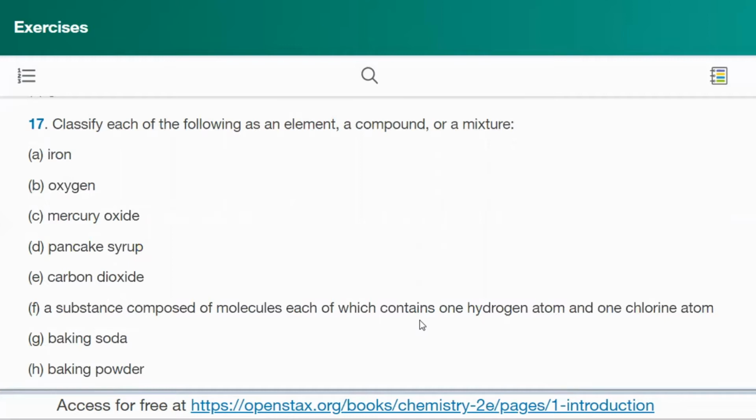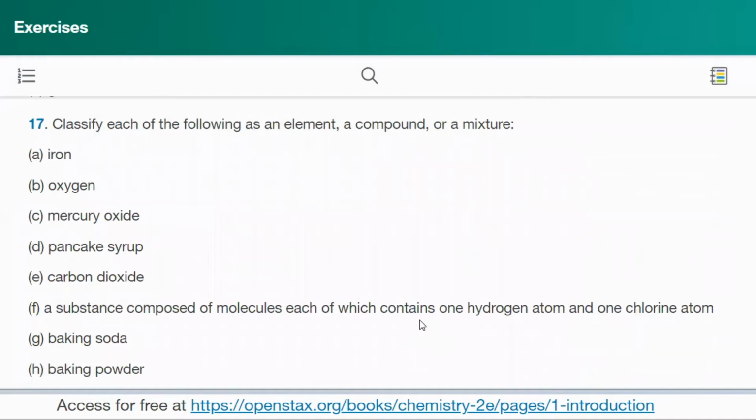F, a substance composed of molecules, each of which contains one hydrogen atom and one chlorine atom. I'd say that is a compound. Baking soda. Baking soda is a compound. I don't know off the top of my head what the formula is. We'll cheat later and go to the answer key. Baking powder, I know, is actually a mixture. So let's look this up.